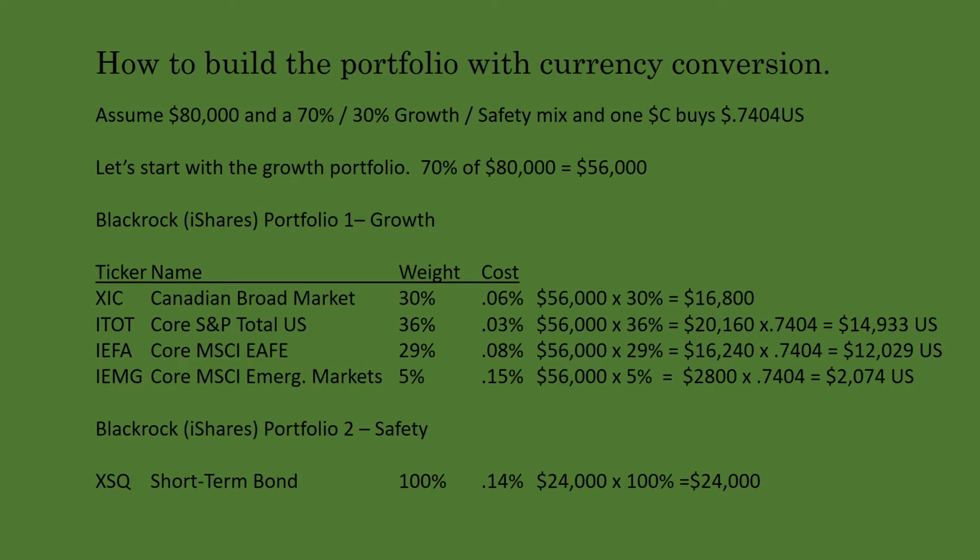ITOT, the US market, we want to buy $20,160 Canadian of ITOT. We need to buy $14,933 US dollars of ITOT. IEFA, that's the rest of the world developed markets. We want to buy $16,240 Canadian of IEFA. We need to buy $12,029 US dollars of IEFA. IEMG, that's emerging markets, we want to buy $2,800 of that. We need to buy $2,074 US dollars of IEMG.